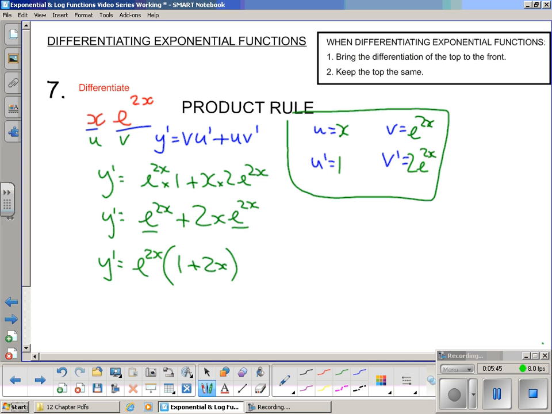We needed to do product rule because we had an x in the first section and an x in the second section. And we just follow through with our normal product rule arrangements there. Okay, moving on.